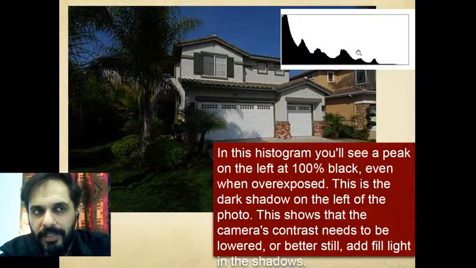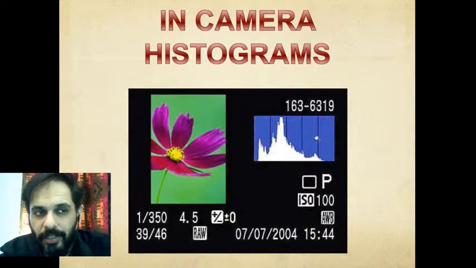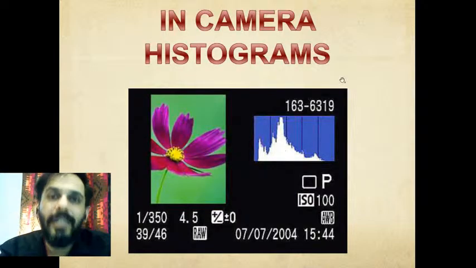If it is on this side, what will happen? You will have black clipping. But if it is on the other side, on the right side, what will happen? You will have white clipping. So you have to make sure it is all in the middle. That's why I said keep things in the middle so there is no clipping.